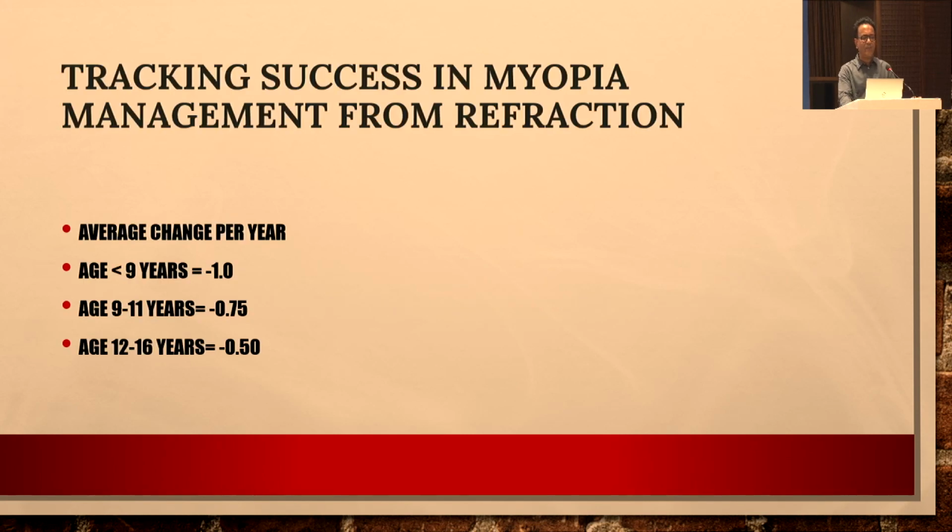Tracking success in myopia management from the refraction. These are some data of average per eye refraction progression per year. Age less than 9 years, minus 1 diopter. Age 9 to 11 years, minus 0.75 diopter. Age 12 to 16 years, minus 0.5 diopters. Any treatment you started, orthokeratology, atropine, if they succeed to halt below this data, that is a good treatment.